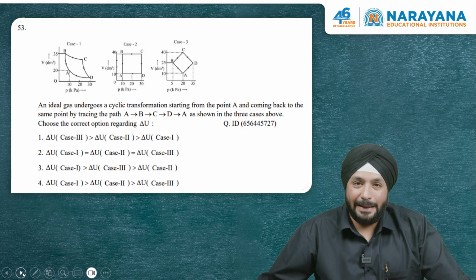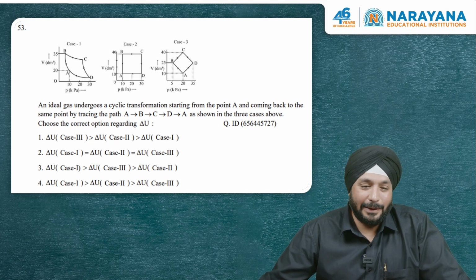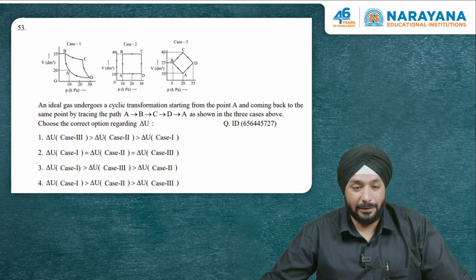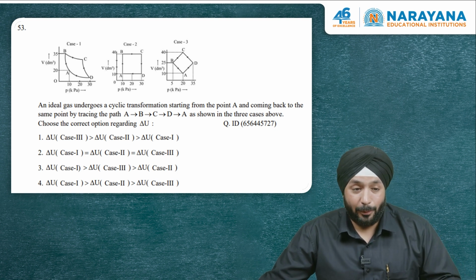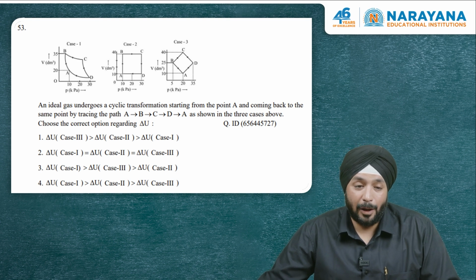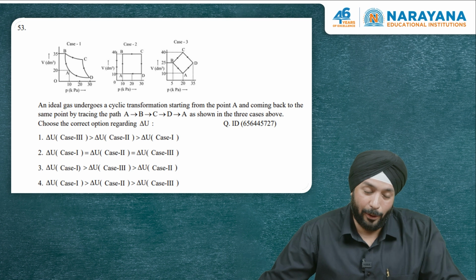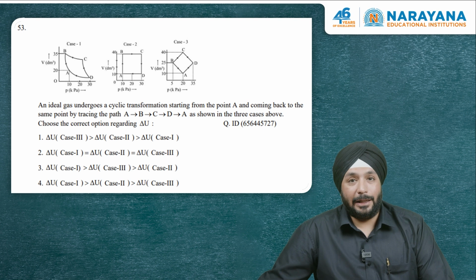Now this is a very interesting question, right? It says that an ideal gas undergoes a cyclic transformation starting from a point A and coming back to the same point, tracing A, B, C, D, again A. Now it's a cyclic process and we are coming to the same point again from A to A. As shown in the three cases above, choose the correct option regarding delta U.